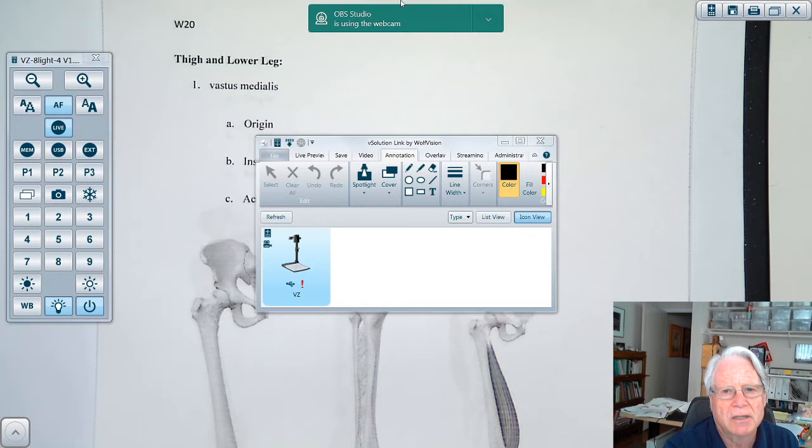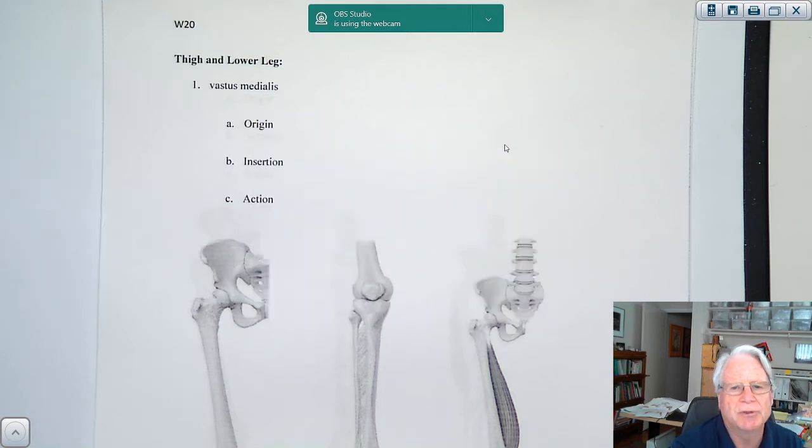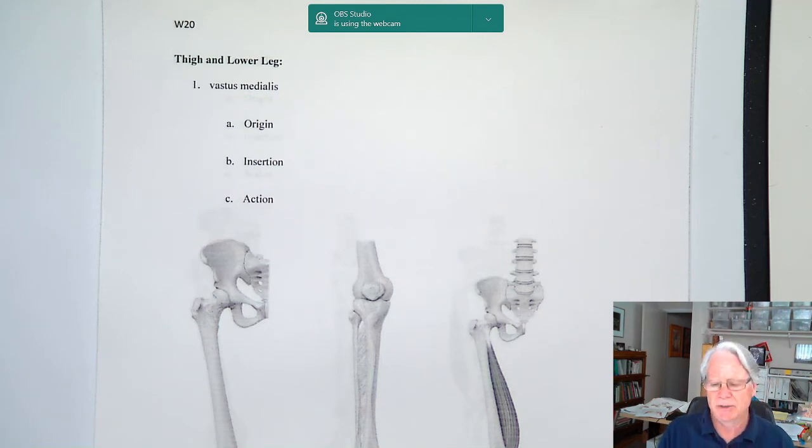Hello, everyone, and welcome to this session, which is going to be covering the last series of muscles that you will need to know for muscle identification. These muscles are part of the leg, and we're going to go through them as we have with the others, one at a time, identifying origin, insertion, and other aspects of the muscle that we need to know.